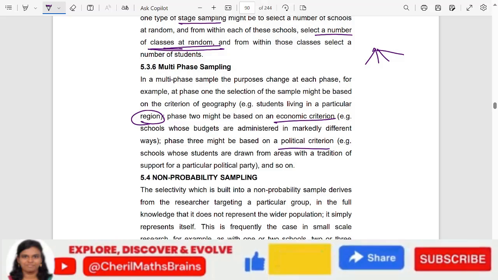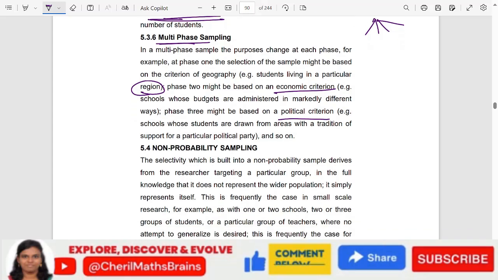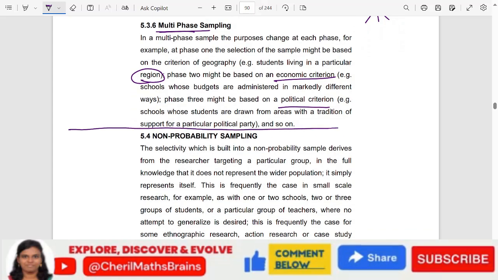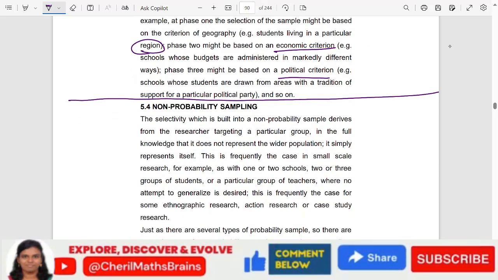So if I am going to divide it into different phases like that, that is an extension of the cluster sampling, that is going to be called multi-phase sampling. So this is all about the probability sampling. Okay, so next one, the non-probability sampling.